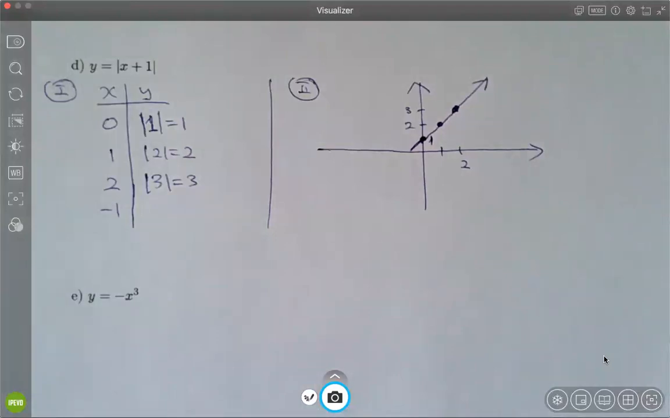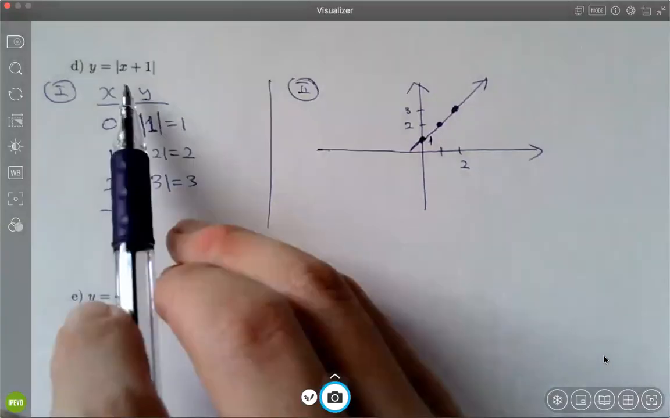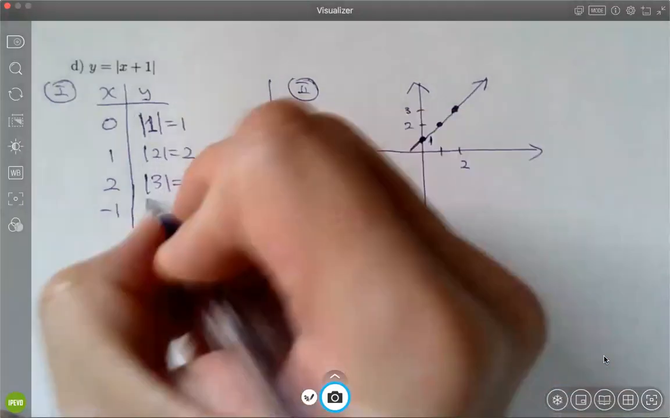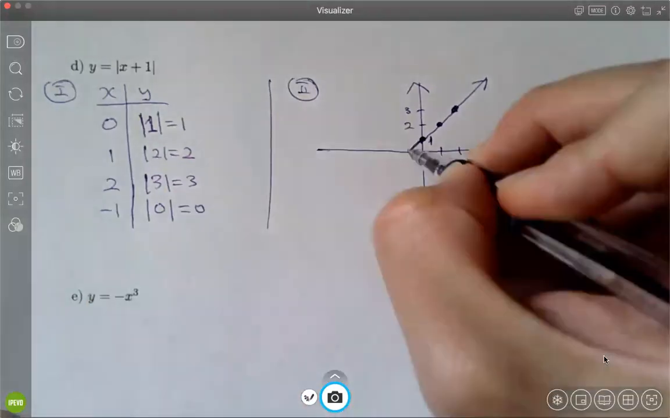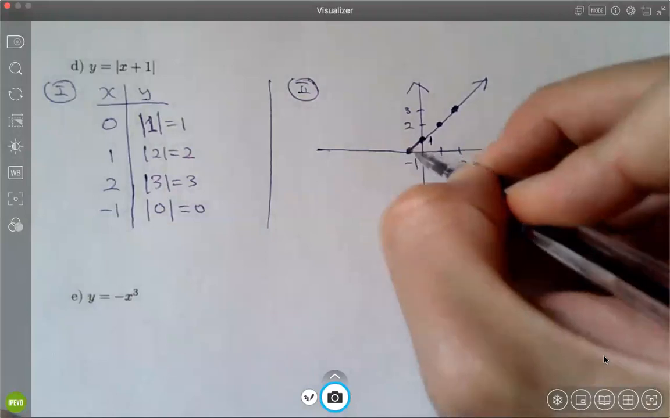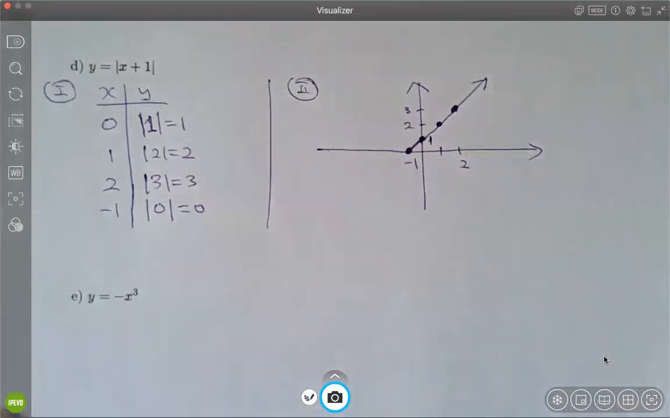Okay, now when x is -1, what do you have? It's absolute value of 0, right? And what is that equal to? 0, right? Okay, so what does that mean? It passes -1, 0. Okay, and now let's try one more.